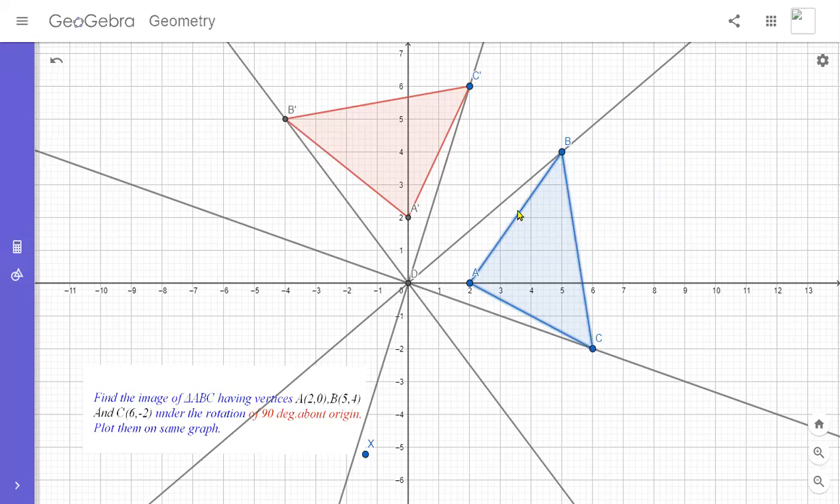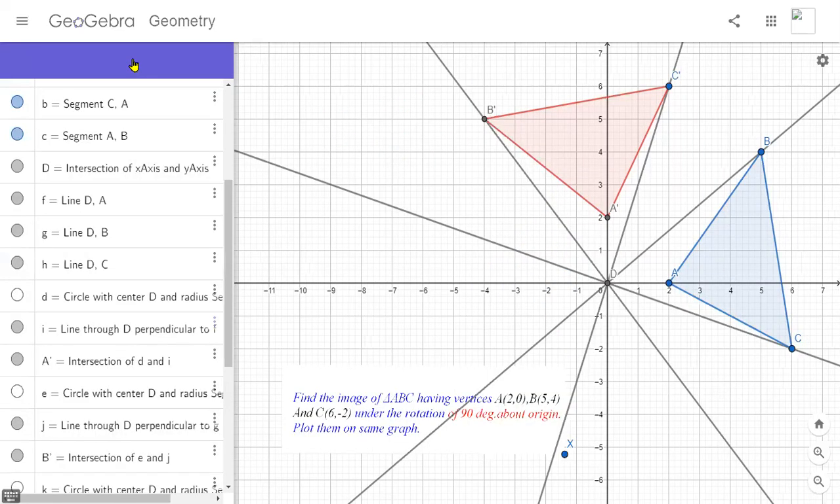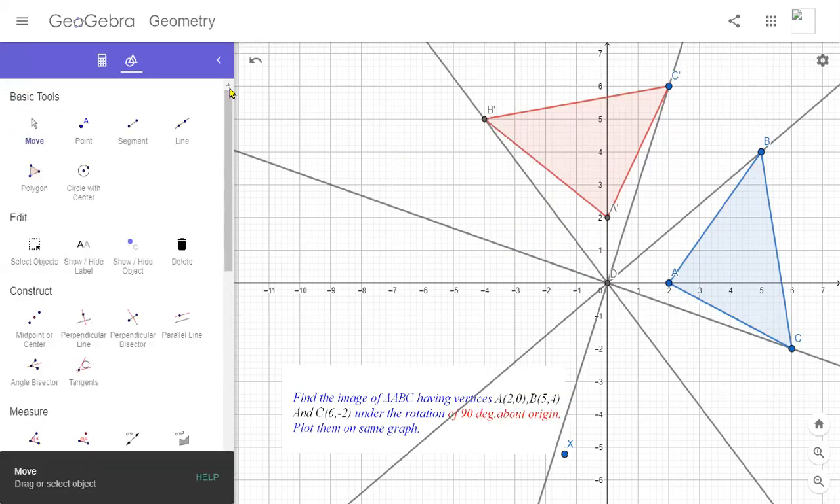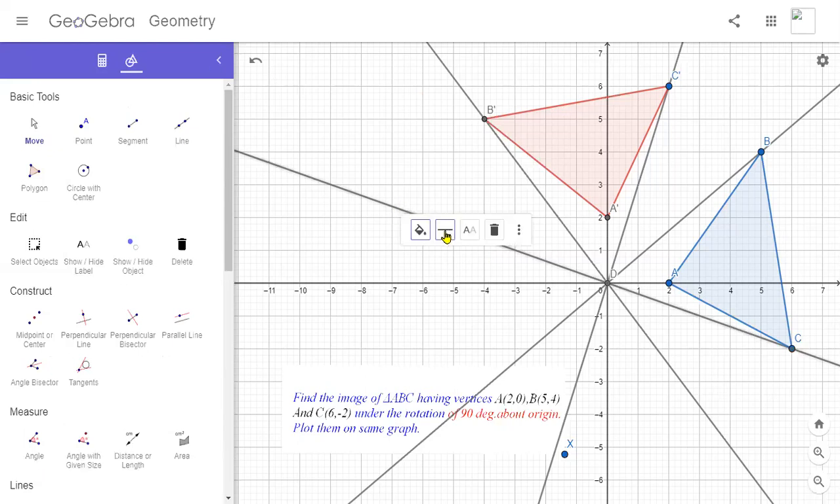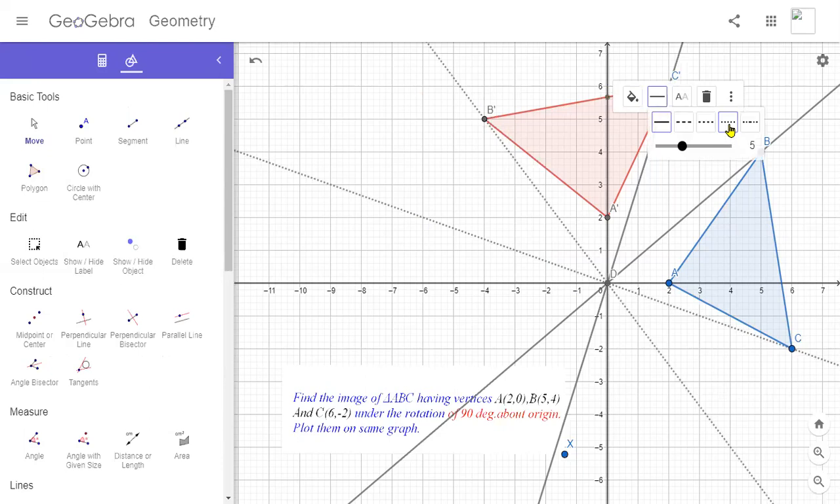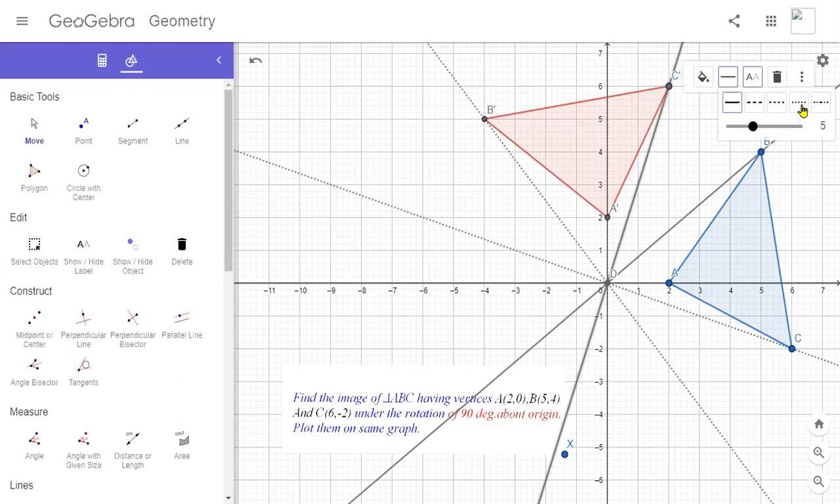And we can make these lines as dotted lines. Let me change these lines to dotted lines, because these lines are not solid, these are not the main part of the drawing. So let me change all the lines to dotted lines, and then the final drawing will be very attractive.